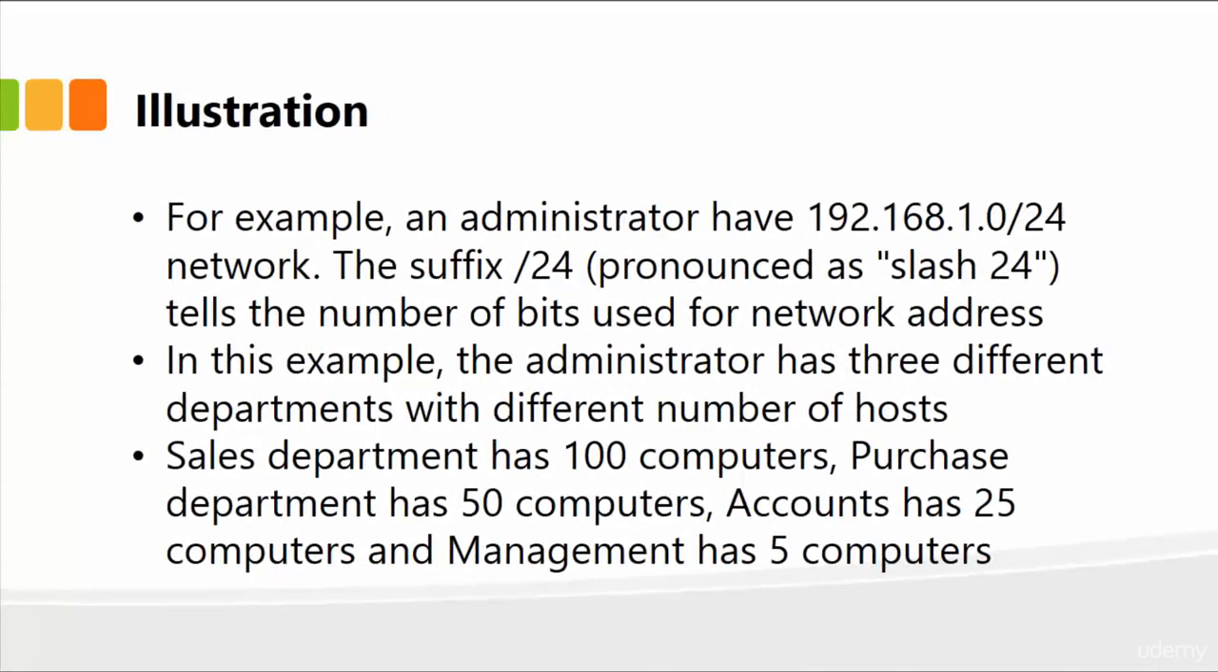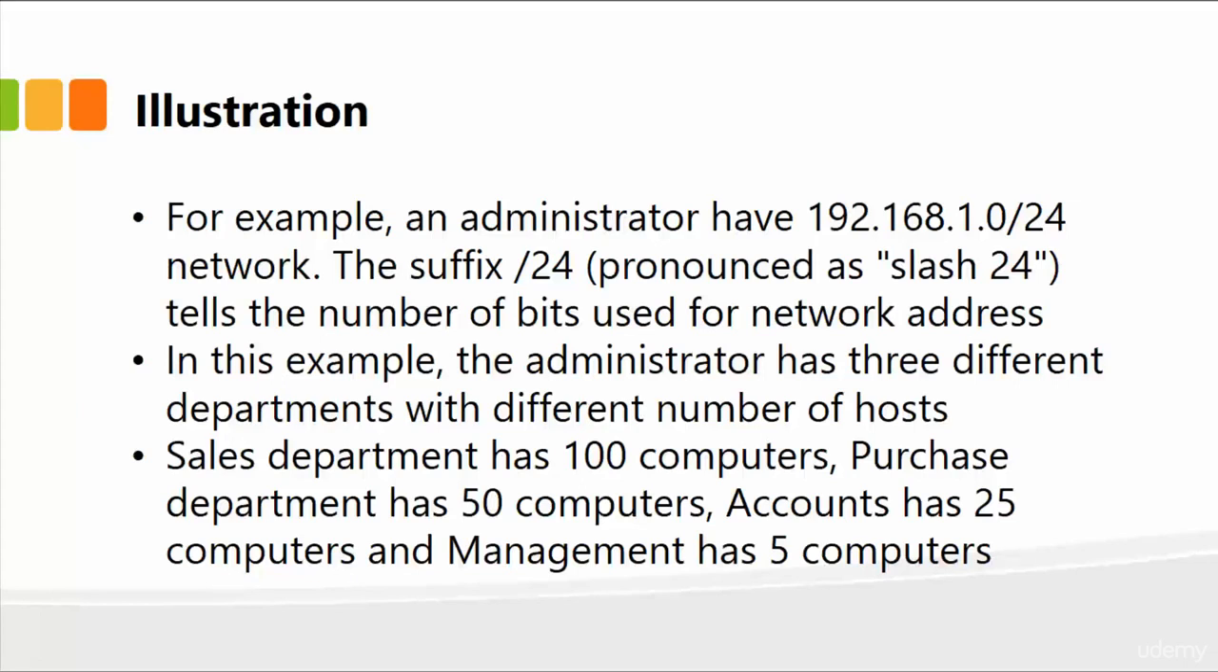So let's walk through an illustration. For example, you're the administrator and you have the IP address 192.168.1, which is a Class C IP address, if you recall from the previous lessons. And then I have the /24 network. The suffix 24, pronounced as slash 24 commonly, simply tells the number of bits used for network address.